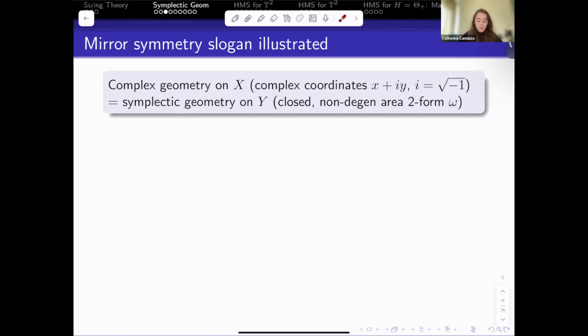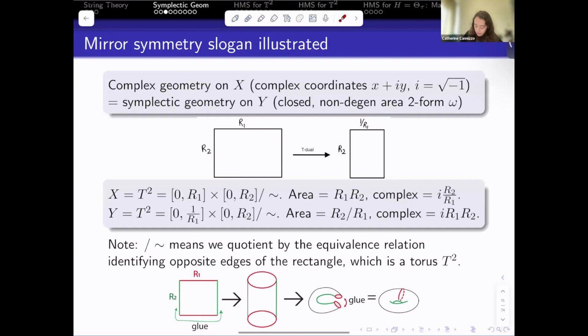So this is illustrating the mirror symmetry slogan that the complex geometry on X, that means it comes with complex coordinates, x plus iy. If you have x and y, this x plus iy is this point here. That should be mirrored, in some sense, to the symplectic geometry on the mirror, which remember, is when you have a two form that's closed and non-degenerate, so like an area, something that you can integrate to measure area.